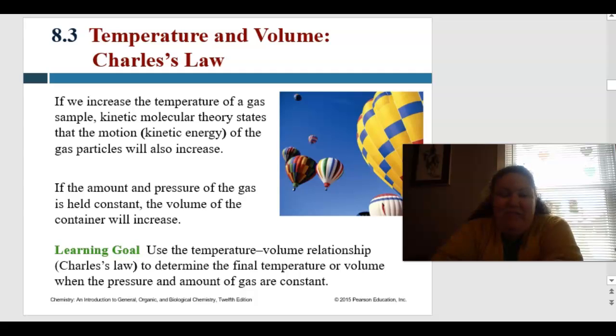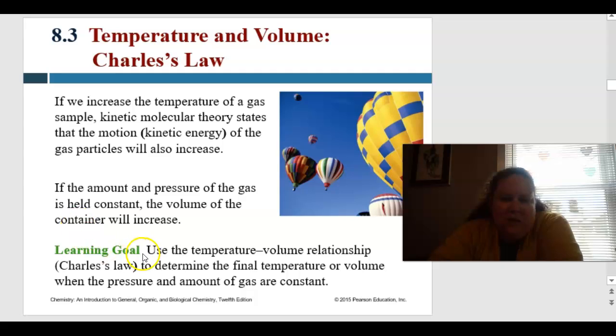At this time, you're probably feeling like you're going to law school because we get to talk about yet another law. So when we're talking about the relationship of temperature and volume, this is Charles' law. If we increase the temperature of a gas sample, the kinetic molecular theory states the motion or kinetic energy of the gas particles will also increase. So if the pressure of the gas is held constant, the volume of the container will increase.